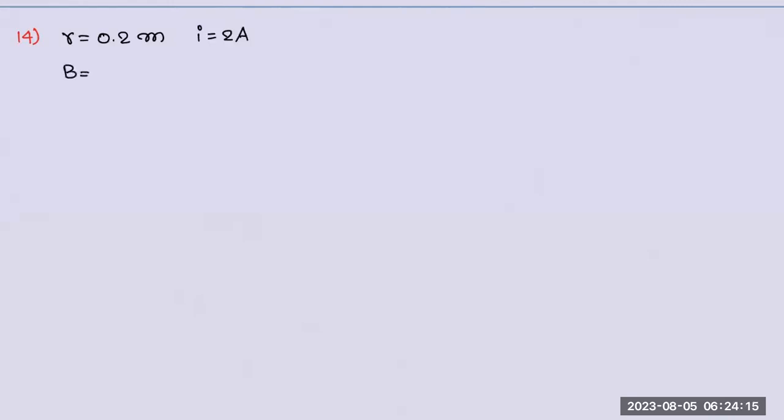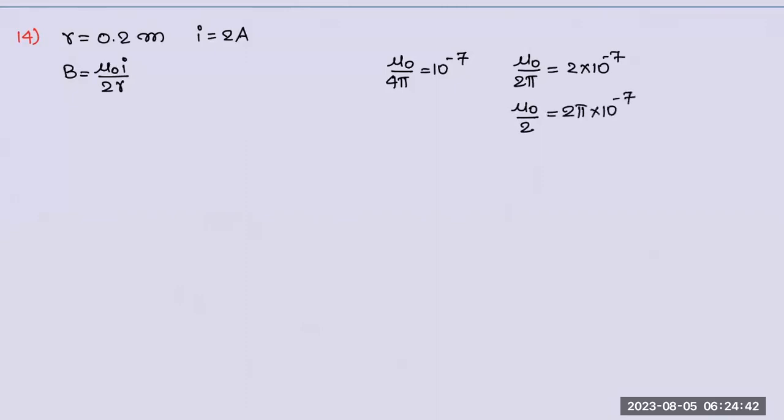So B is equal to mu naught I by 2R. Actually, we know mu naught by 4 pi is equal to 10 power minus 7. When we need to deal with mu naught by 2 pi, we wrote 2 into 10 power minus 7. Now, when you need mu naught by 2, then we use 2 pi into 10 power minus 7. So don't try to simplify. Simply use 2 pi and just leave it.